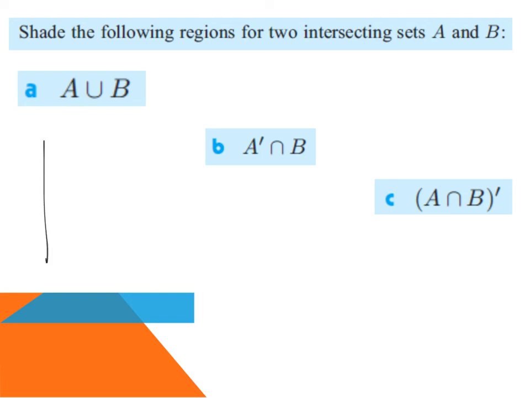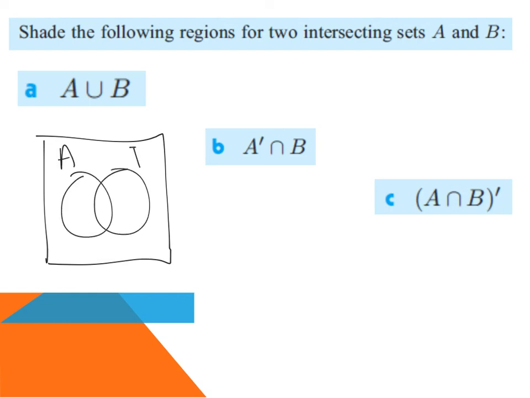So we want to shade in set A and set B, and we want to shade in their union. Well, we've already talked about that. That's everything that's in A and everything that's in B. So this would be the union of A and B shaded in.